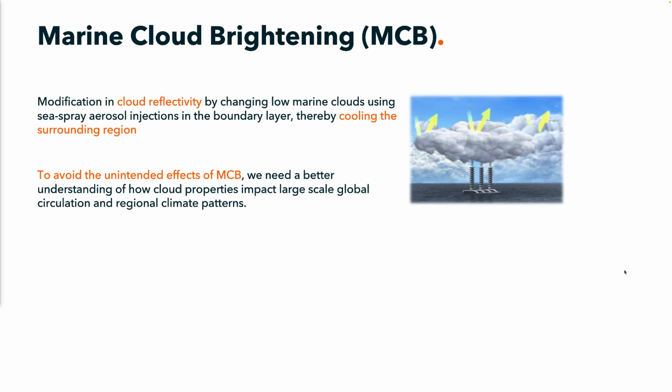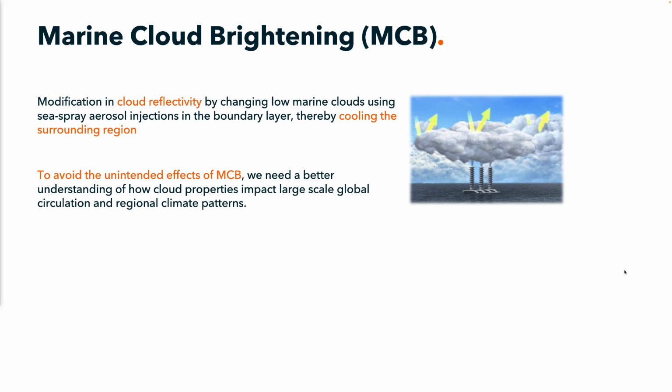This makes cloud ideal for climate intervention techniques like marine cloud brightening, which refers to modification in cloud reflectivity by changing the low clouds using sea spray aerosol injection, thereby cooling the surrounding regions. However, to avoid the unintended effects of MCB, or marine cloud brightening, we need a better understanding of how cloud properties impact large-scale global circulation and regional climate patterns.